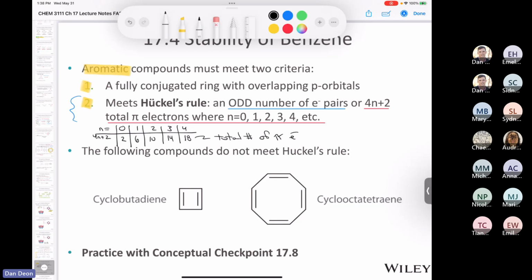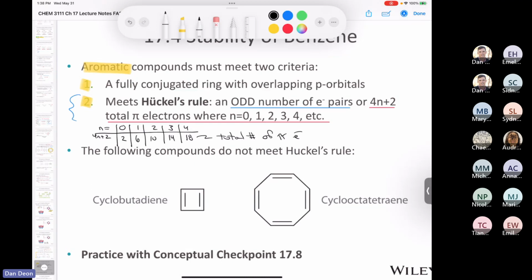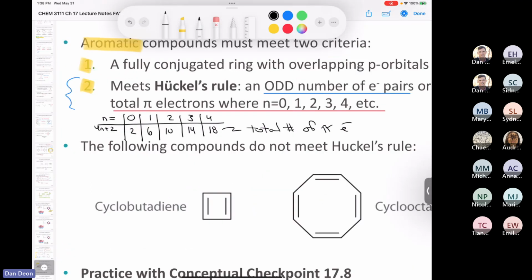It says an odd number of electron pairs. So that's the total number. How many of something are there in a pair? There are 2 of something in a pair. Now, of course, I ran out of space here, but if you divide any of these numbers by 2, what do you get? You get 1, 3, 5, 7, 9.